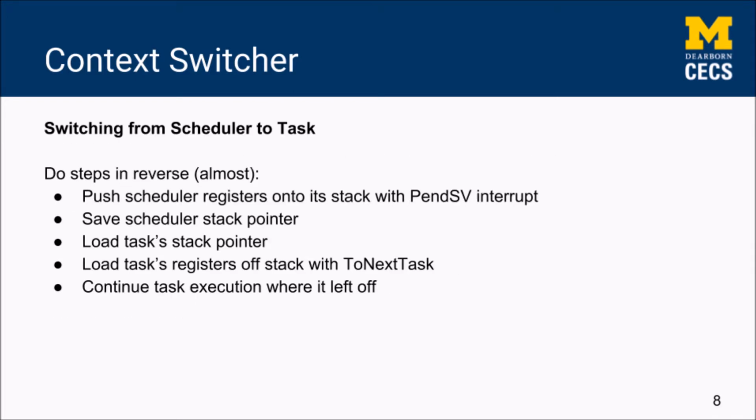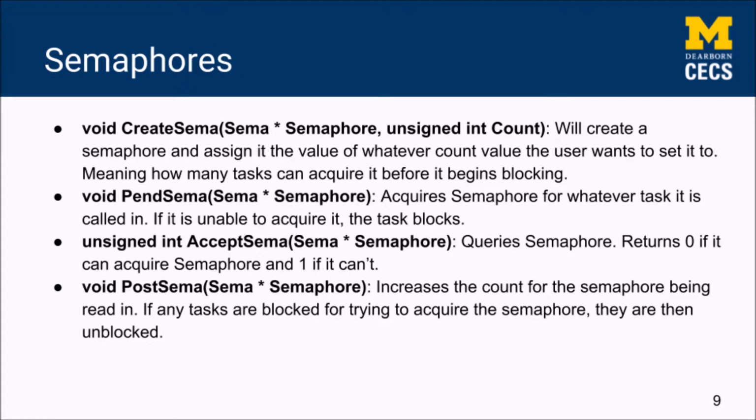To jump back to a task, we do pretty much the same thing in reverse. So we call those same two assembly subroutines and the switcher function, but instead of going to the scheduler, we go from the scheduler to another task. So from here, we're going to move on to semaphores. As stated earlier, it's pretty intuitive with uC/OS-II.